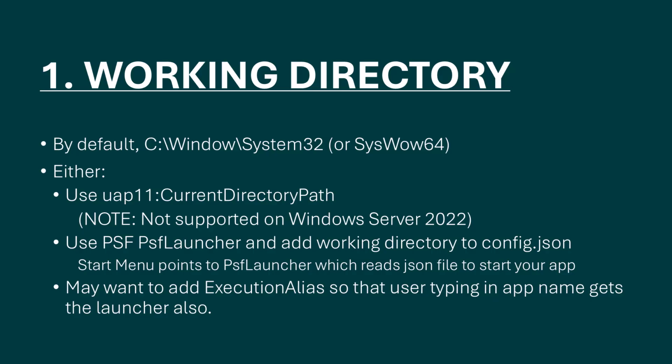Oh, and by the way, the 11 in UAP 11 does not mean Windows 11. It just happens to be the 11th revision of the UAP portion of the schema set. We're already up to UAP 17. To ensure that this isn't a problem for all your customers, without you needing to change your code, you'd probably have to add the PSF launcher, which would set the working directory that you specify in a config.json file.